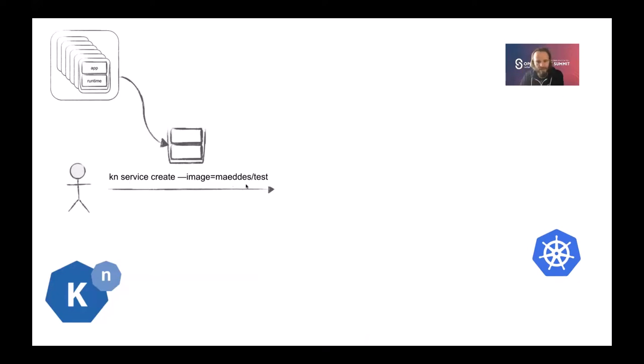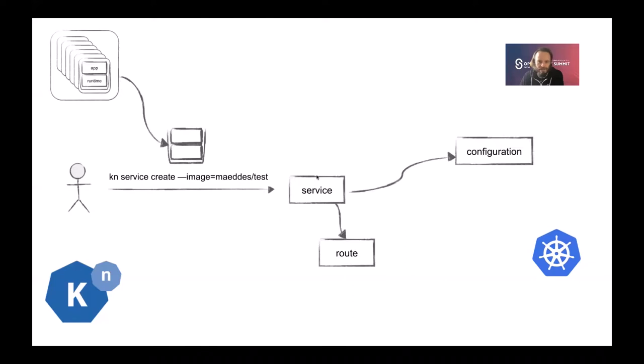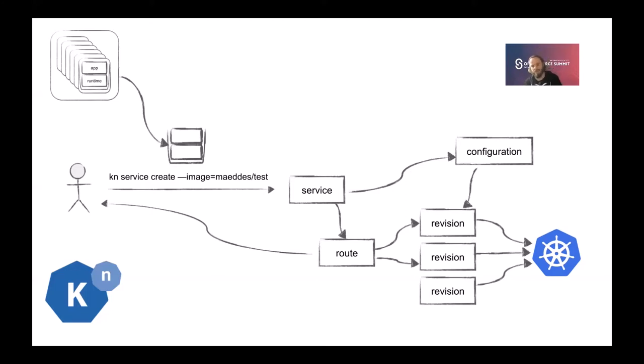In this case, you provide an image, then the service object will be instantiated. This will in turn create a configuration and a route object. And the configuration object will have potentially multiple revisions. So as I said before, in Kubernetes, you can deploy multiple replica sets, and one will basically replace the other one with a graceful failover, so to say, like rolling out the new one without giving an outage or downtime to the end user and the consumers.